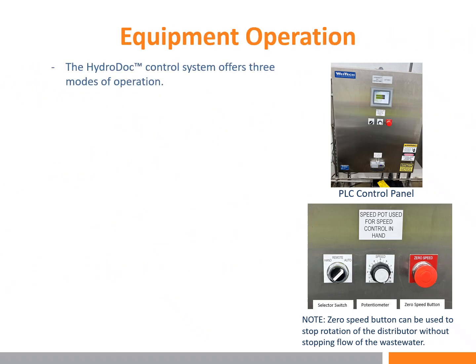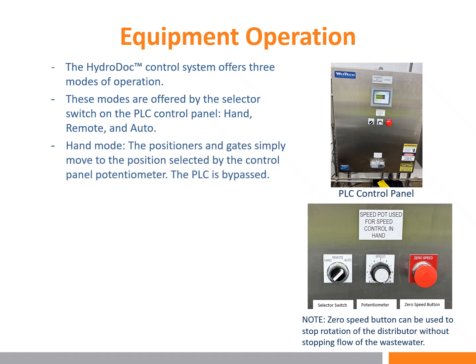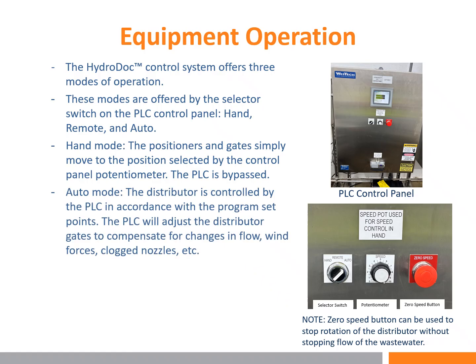The HydroDoc control system offers 3 modes of operation. These modes are offered by the selector switch on the front of the PLC control panel, which are hand, remote, and auto. Hand mode, the positioners and gates simply move to the position selected by the control panel potentiometer. The PLC is bypassed. Auto mode, the distributor is controlled by the PLC in accordance with the program set points.